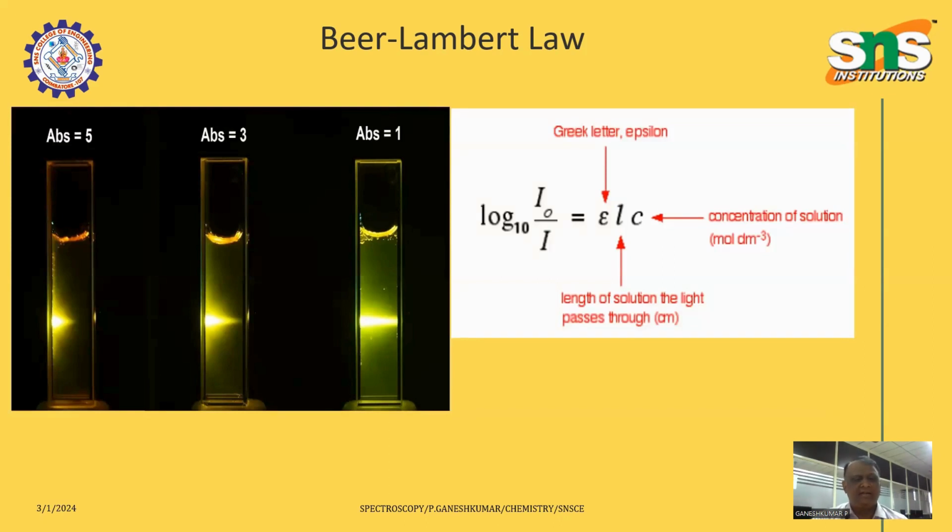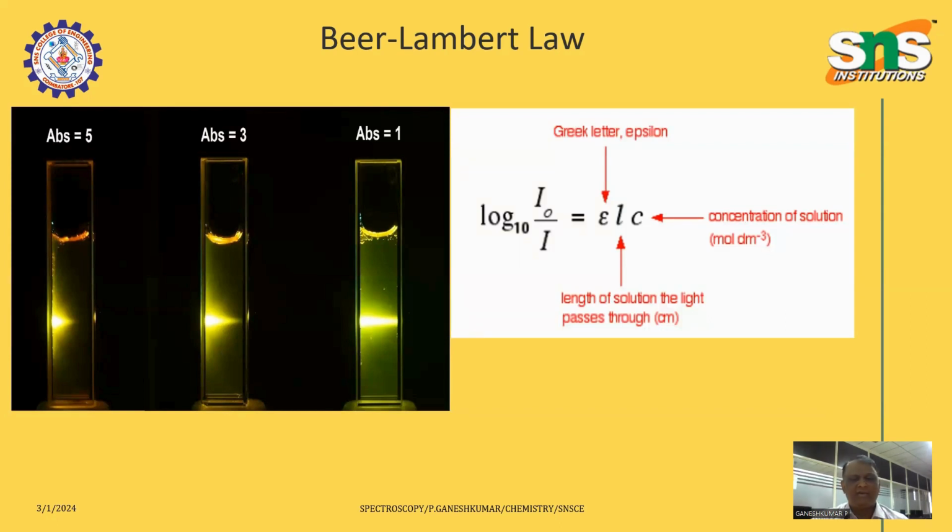See the differences here. Here absorption is given as 5, here absorption is given as 3, and here absorption is given as 1. So what is the difference? With absorption equal to 1, more light is transmitted, in 3 it reduces, and in 5 it's very low. It can be related to the concentration. The higher the concentration, the higher the absorption.